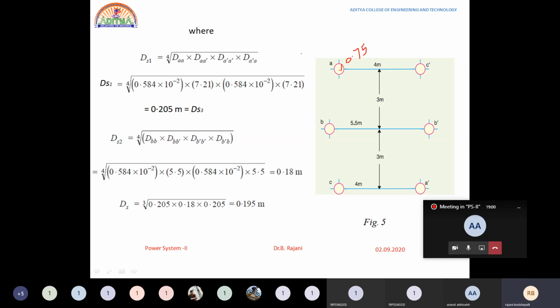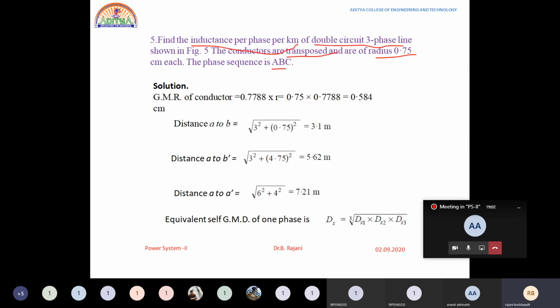Now here we are finding the GMR of the conductor. GMR of the conductor is nothing but 0.7788 into R. What is the radius he has given you? The radius is given as 0.75 centimeters. So R into 0.7788. This we have derived in the last classes. Sometimes it is called the self GMD in the case of inductances. That value gives you 0.589.